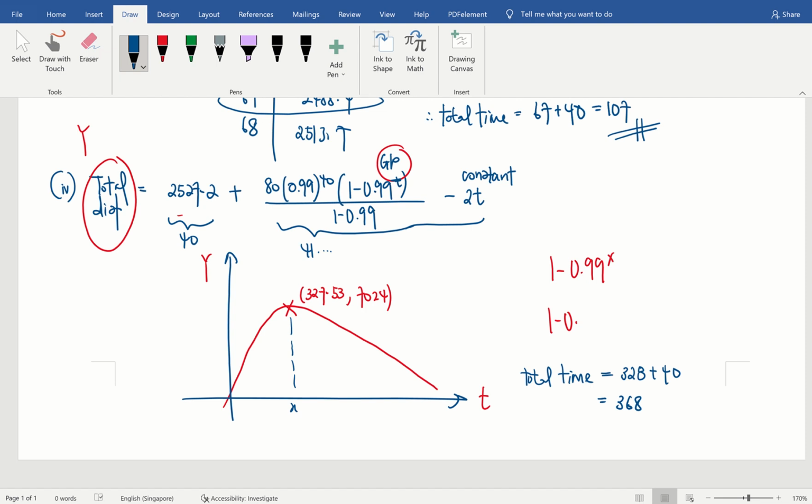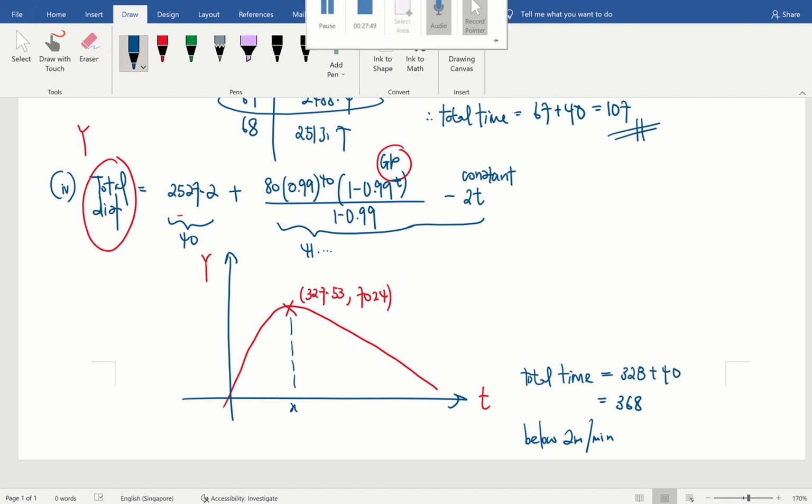And of course, the last part of this question is to describe what happened to the distance Carol swam per minute after she had reached this greatest distance. Obviously, she swam below 2 meters per minute. Can you follow? Because the waves will push her back. That means she's no longer swimming further. She's going to be pushed back to the shore.